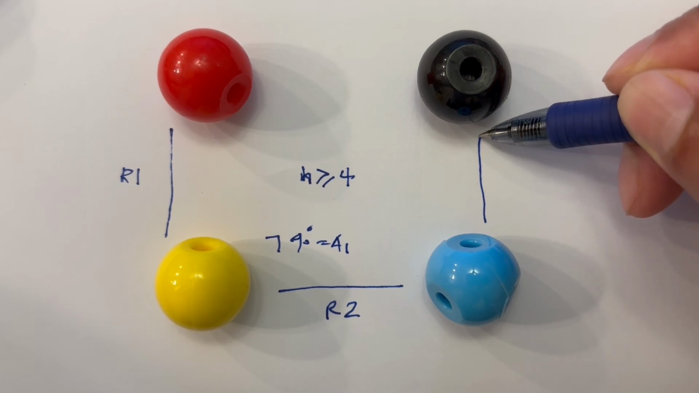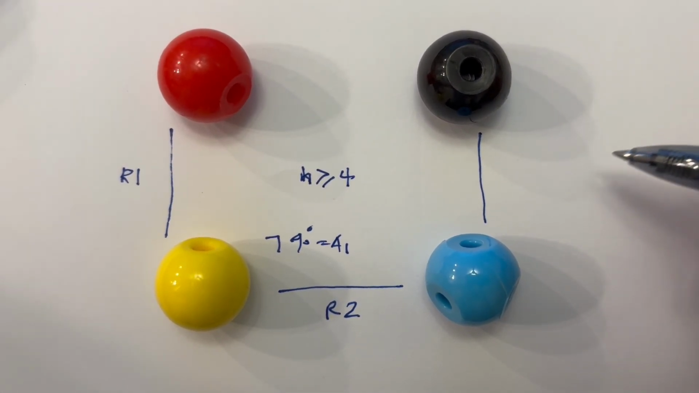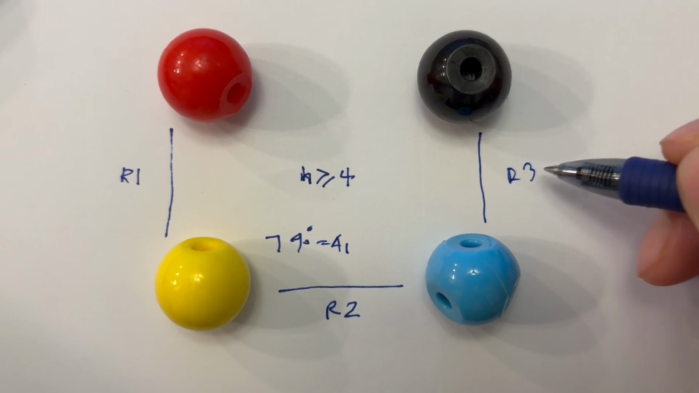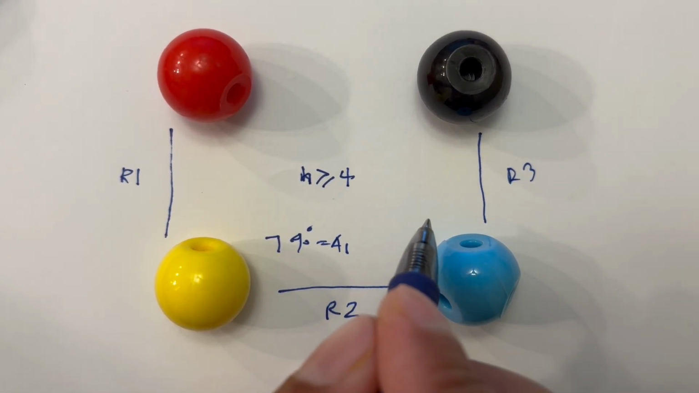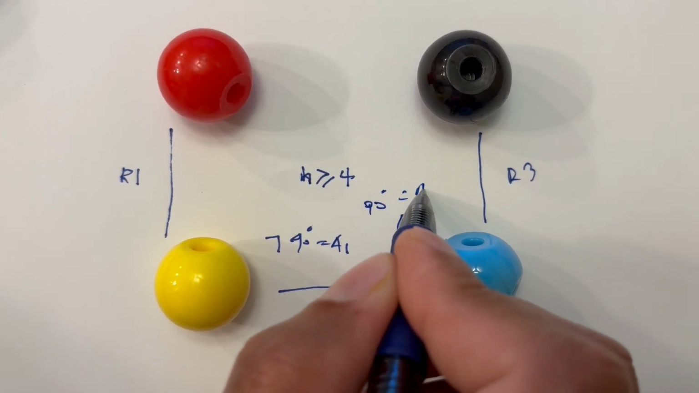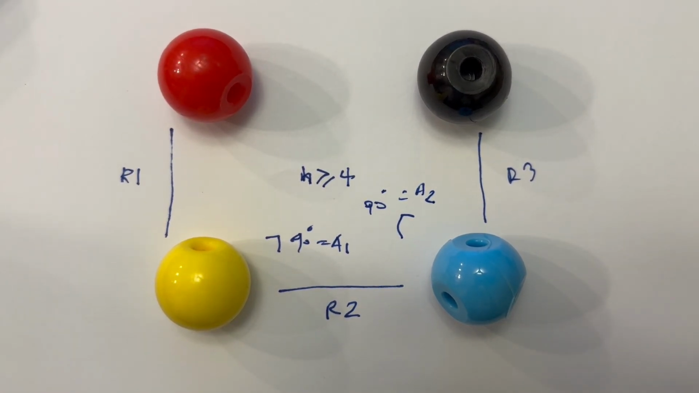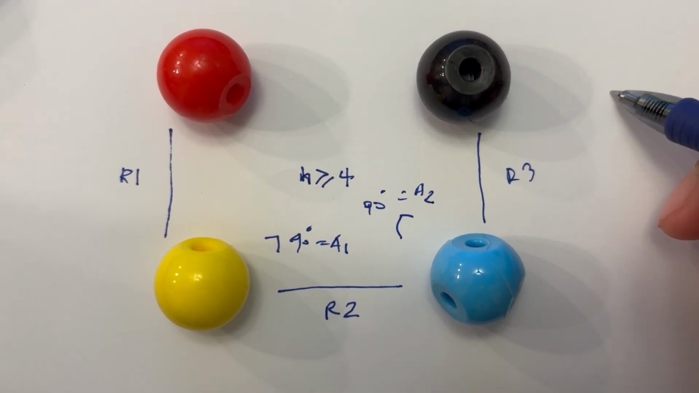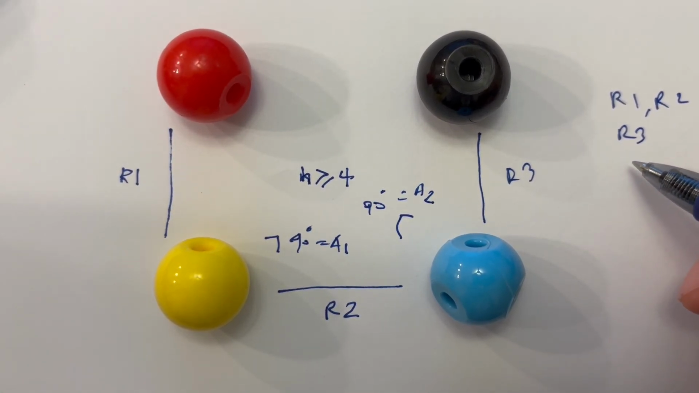And the distance between blue and black, that's R3, and the angle here is 90 degrees again. Let's call this A2. Now we have R1, R2, R3, A1, A2. We have 5 variables. Isn't that enough to define the internal coordinates for 4 atoms?